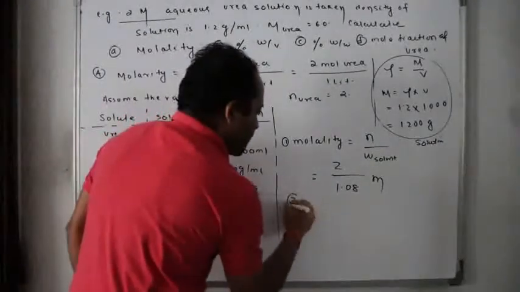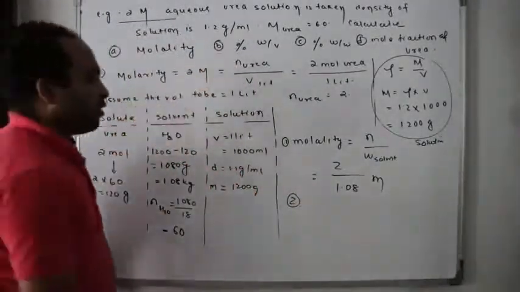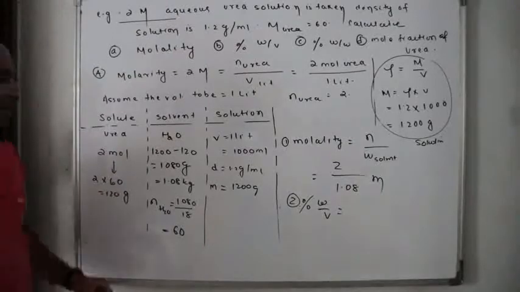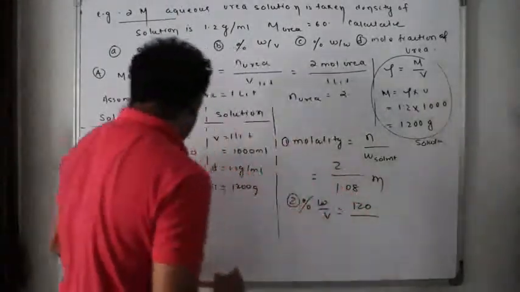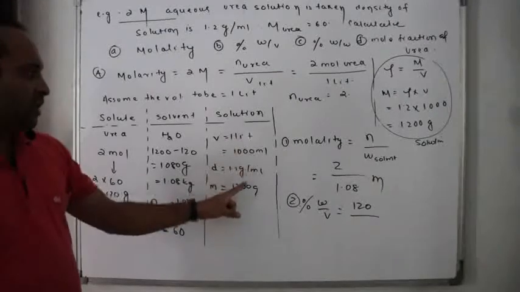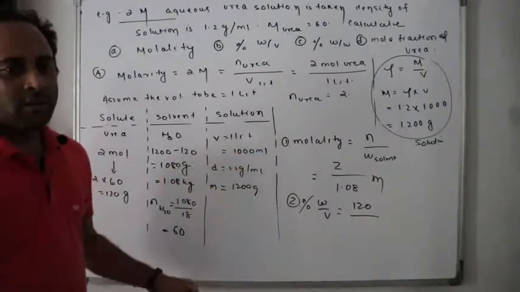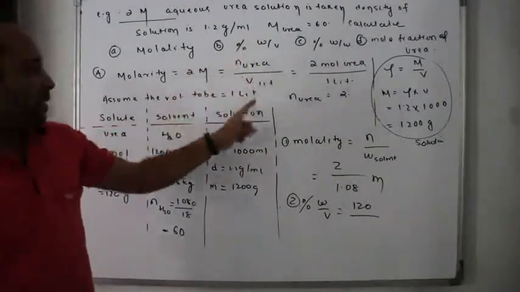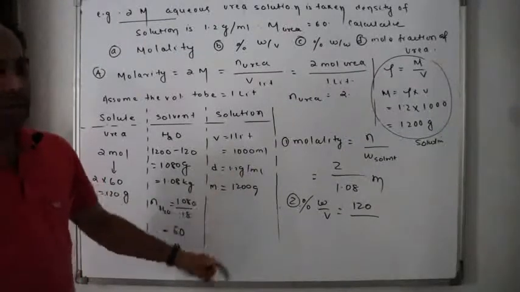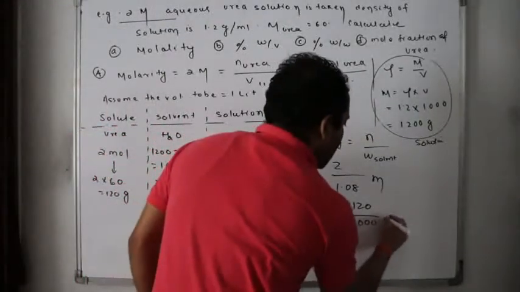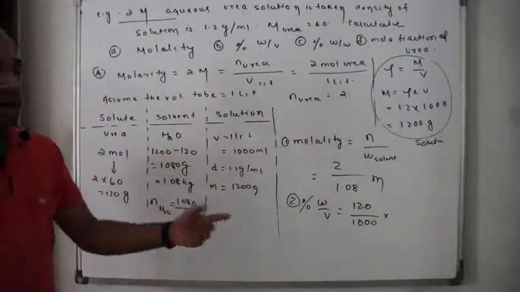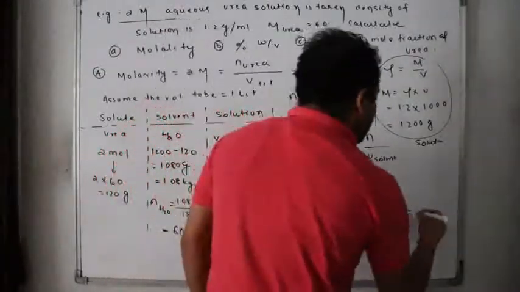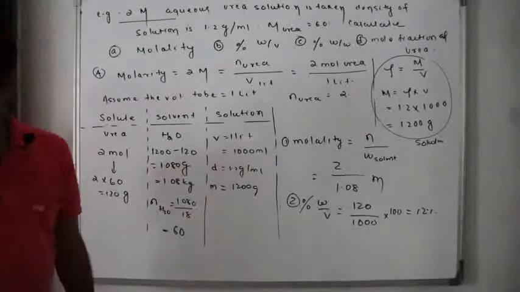Second question. What was the second question? Percentage weight by volume. What is the weight of solute? 120. This is the volume of this solution in ml. What is the volume of the solution in ml? Is it 1000? Yes or no? So the weight by volume, 120 by 1000, yes or no? Into 100. So it becomes how much? 12%. What is the third calculation?